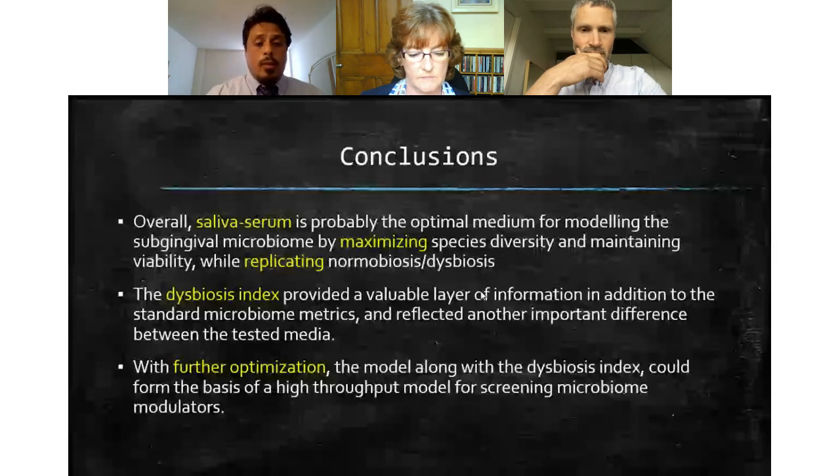The dysbiosis index that we developed provided a valuable layer of information in addition to standard microbiome metrics and reflected more important differences between the tested media. With further optimization, we think that the model along with the dysbiosis index could form the basis for a high throughput model for screening of microbiome modulators.